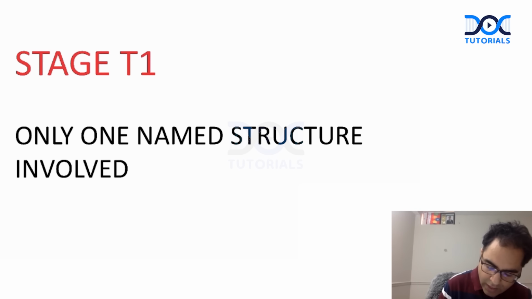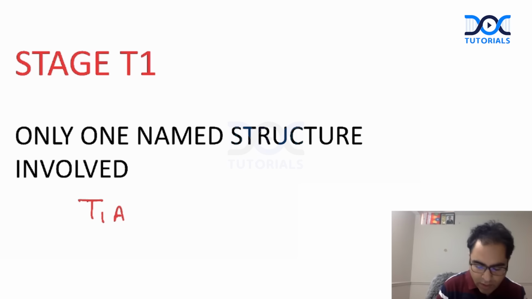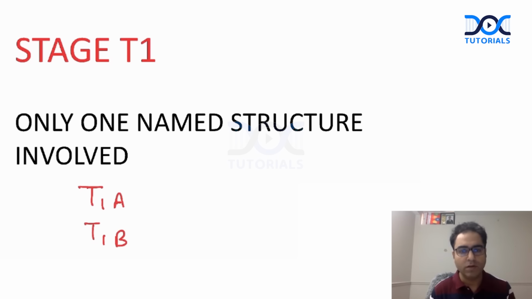T1A. Okay. T1A means one vocal cord involved. T1B means both vocal cords involved. Okay. Till the time one named structure is involved, it is actually T1. Tumor involving aryepiglottic fold only, T1. But what about vocal cord? The name is vocal cord only. So one vocal cord involved, two vocal cords involved, the name is still vocal cord. So one cord involved, T1A, both cords involved, T1B.